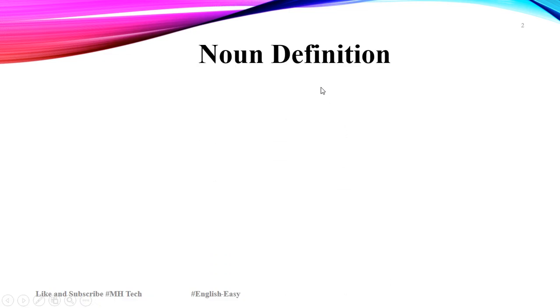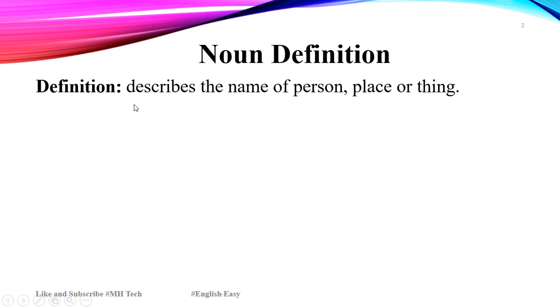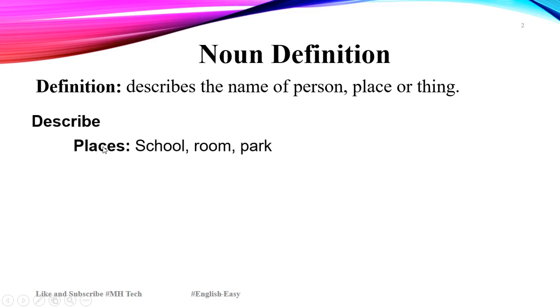And what is the noun? The noun definition. Here, noun describes the name of a person, place, or thing. For example, we have many examples that show the name of a person, place, or thing. Here, noun describes a place. For example, school, room, park. These are the examples of place.